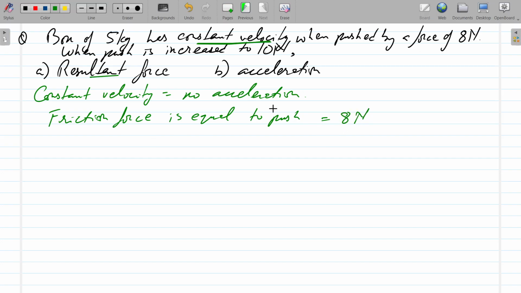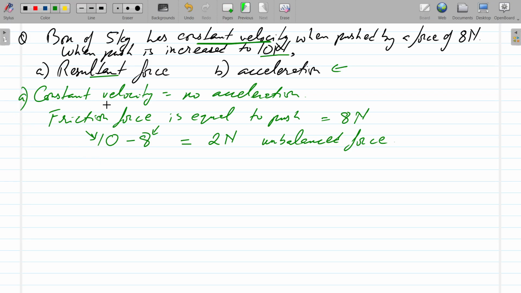And so they're asking for the resultant. It's going up, and so what you're going to do is 10 minus 8, so this is the new push. The 8 newtons was the push that was being balanced out by the friction, and so you're going to subtract them and you're going to get 2 newtons of force as your value for the resultant. Because it's a resultant force, it's an unbalanced force. That's what we need to produce acceleration. So the 8 newtons was being balanced out, therefore the velocity was constant. So that's part A, and that's the concept behind it.